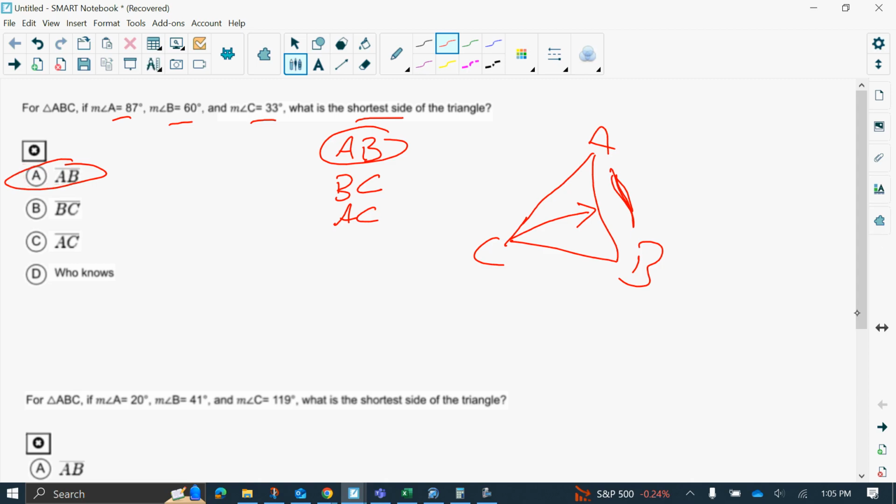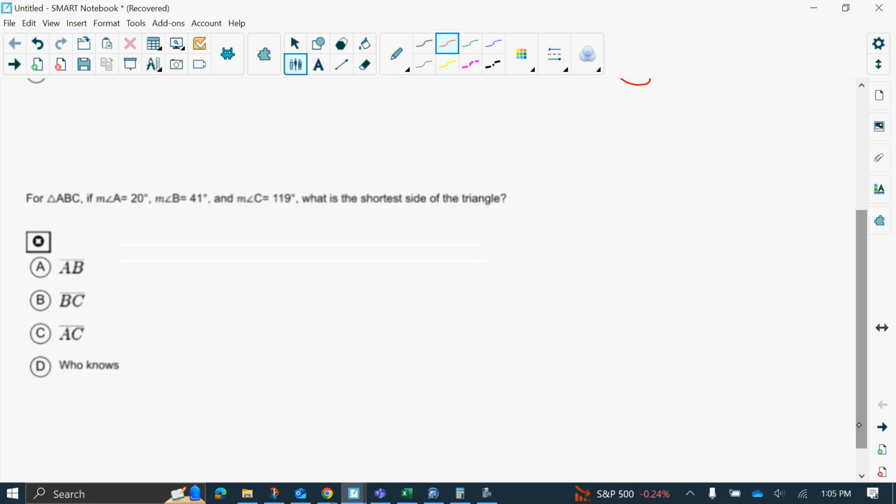So let's take a look at another one. We've got A, B, and C. So angle A is our smallest at 20. So we're looking for the one that doesn't have an A. Well, AB, AC, so it's BC.